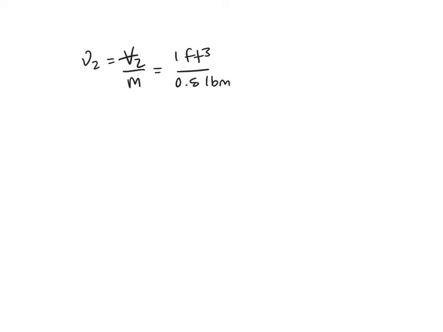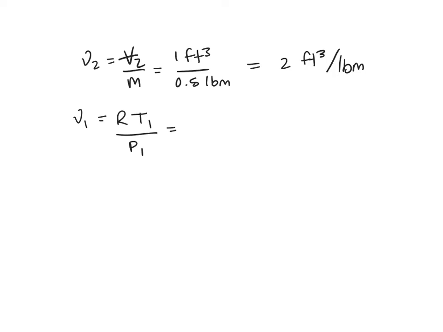So the first property calculation that's probably the easiest is to solve for specific volume at state 2. We're just going to divide the volume by the mass. So this is going to give us 2 cubic feet per pound mass at state 2. So now that volume is known. And then we also wanted to calculate specific volume at 1. We could do that using the ideal gas law because we knew the universal gas constant, temperature 1, and pressure 1.